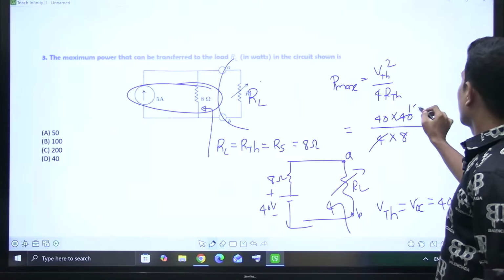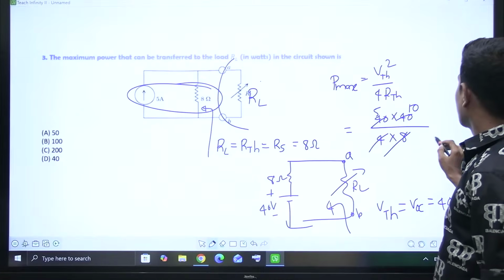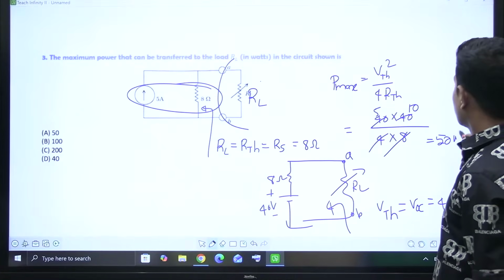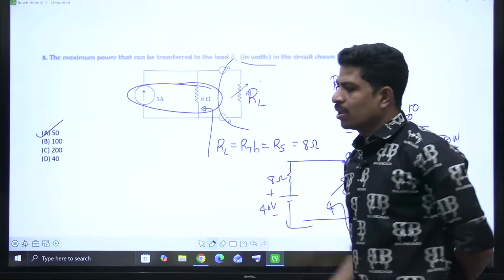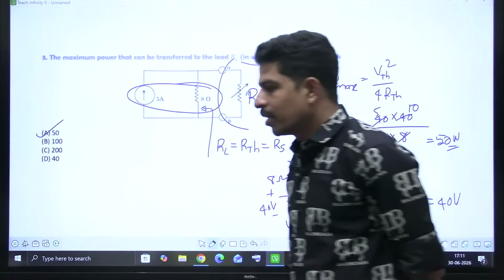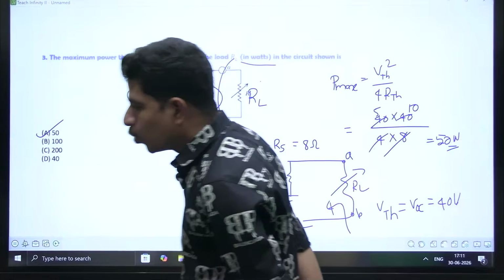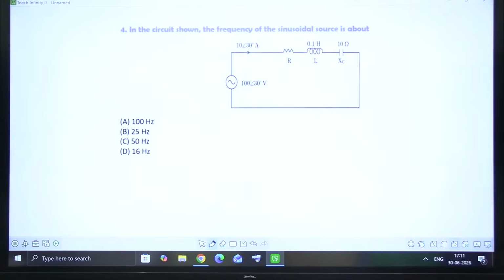So 4 tens, yes, 5, how much is it? 50 watts. The answer is 50 watts. He's asking the question in terms of watts, therefore in the options he did not mention watts as units. It's okay, right? Somebody solved it, the username PVB2 already solved it. It is 50 watts. Simple question.